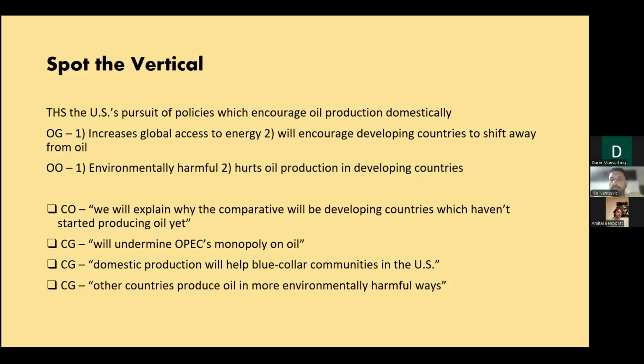So just for the sake of time, we will only do the next argument, and the last two you can do at home when you look at this again. So if CG says this undermines OPEC's monopoly on oil, OPEC being a global cartel that currently manages oil prices with many oil producing nations as part of it, what would this be, a vertical or a horizontal?